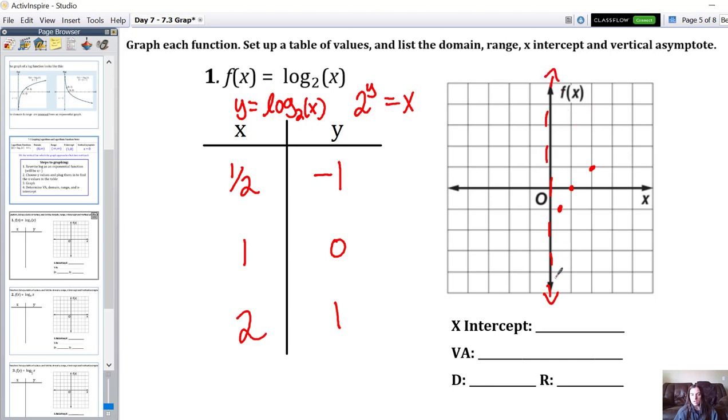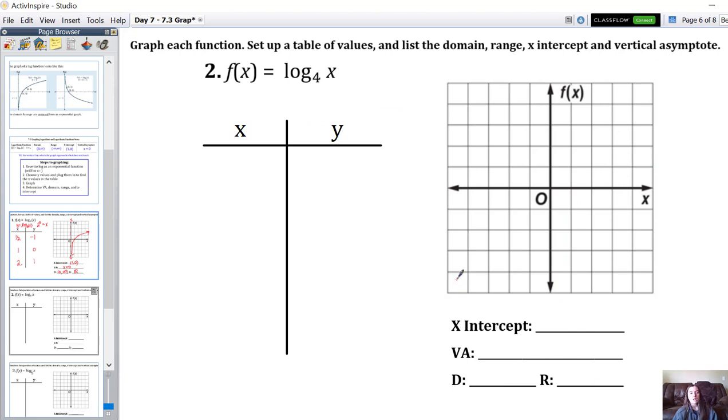So here's what our graph looks like. We're crossing the x-axis at (1, 0). Our vertical asymptote is at x equal to 0. It's x equals because it's vertical. Our domain this time is from 0 to infinity, and our range is from negative infinity to infinity, or all real numbers.